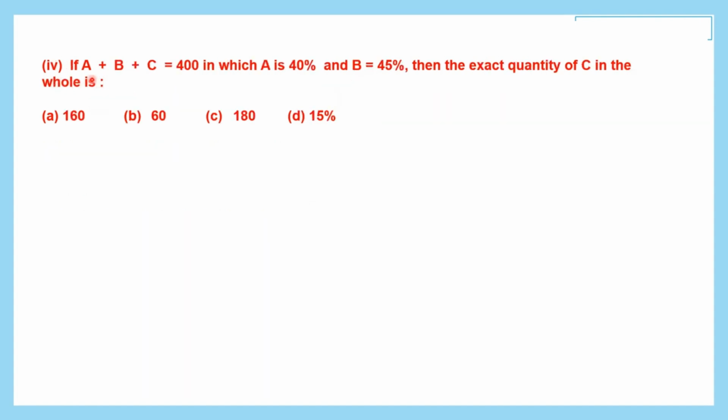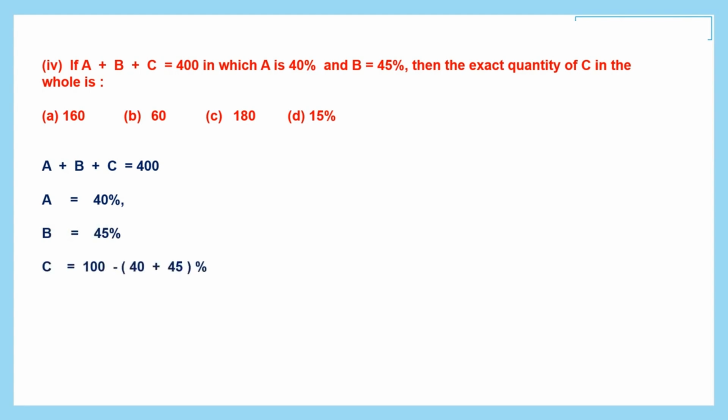Question 4. If A plus B plus C is equal to 400, in which A is 40%, B is 45%, then the exact quantity of C in the whole is which one? So we know A, we know B. To find C, all we have to do is add these up and subtract. Since it's a percentage, we have to subtract from that percentage. So let's begin. A plus B plus C is 400. That we know. A is 40%, B is 45%.